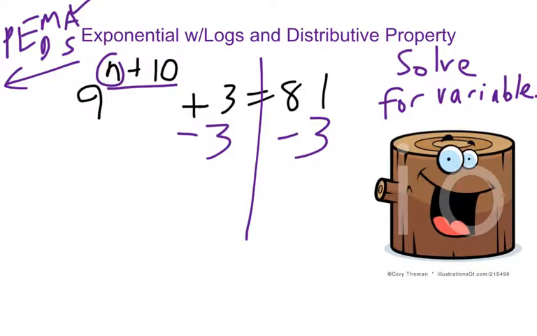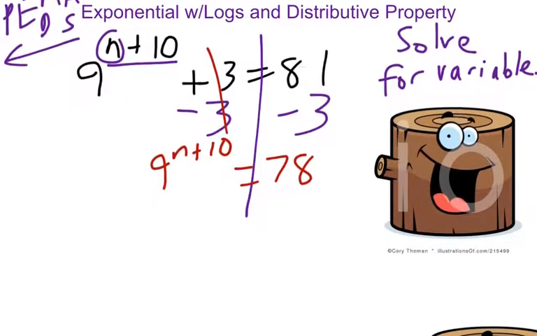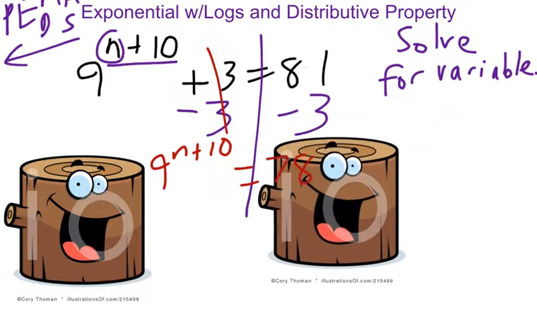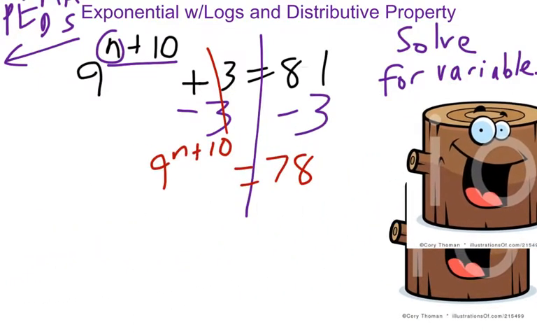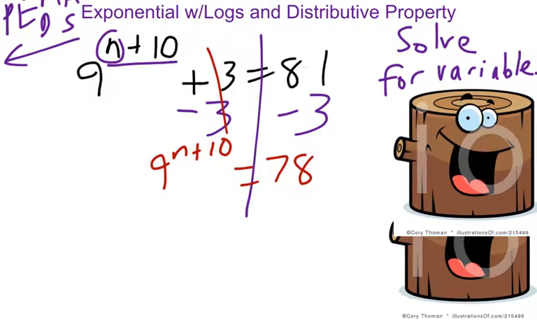So now I subtract 3, I get 9 to the n plus 10 equals 78. Now I don't have the same base because 9 and 78, it would have to be 9 and 81 for them to have the same base. So I have to use logs right now. So I can just bring a log there and a log there. Maybe I'll write the words out. Thanks, logs, for trying to help me out.